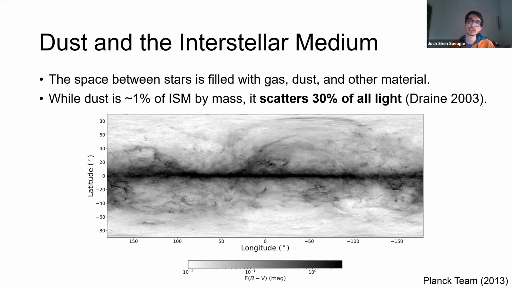And there are all these things such as gas, dust, and other materials that lie between lots of stars. In particular, dust is important because while it's only about 1% of this interstellar medium by mass, it scatters about 30% of all the light that's emitted from stars.